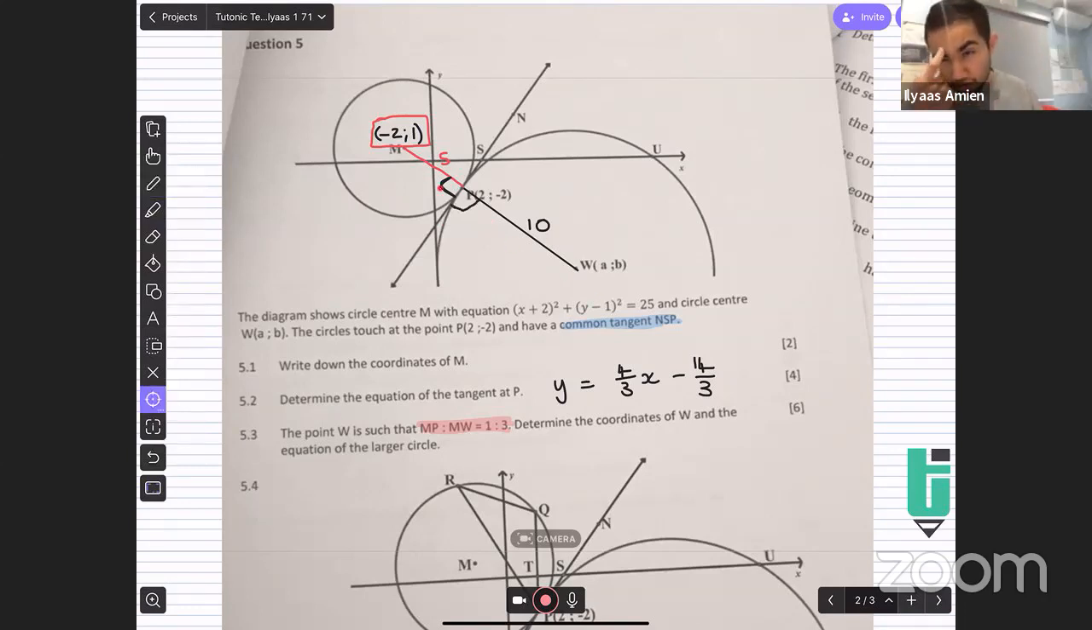That's why you can see that MPW is just one line, because they have the same gradient. They're collinear. The 3 points are collinear. That's what I'm trying to get you to understand. So how can we work out the coordinates of W?